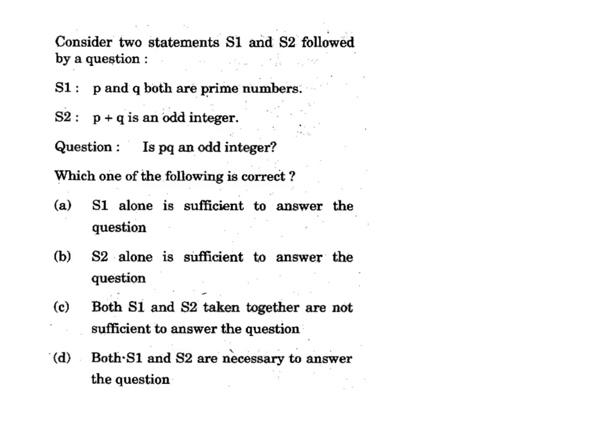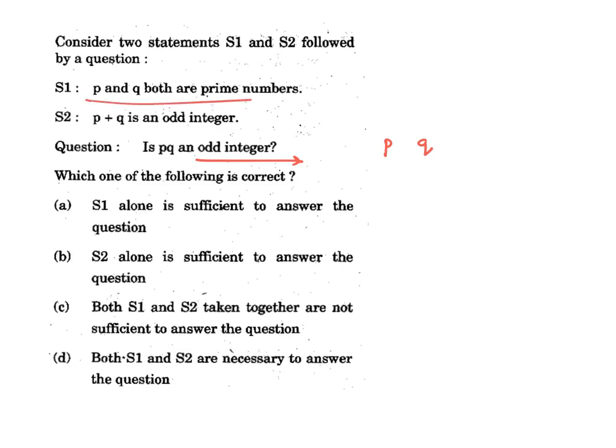Look at statement 1 and statement 2. Statement 1 is P and Q, both of them are prime numbers. Statement 2 is P plus Q is an odd integer. The question asked is: is PQ an odd integer? So in order to know if PQ is an odd integer, we just need to know what P and Q are.